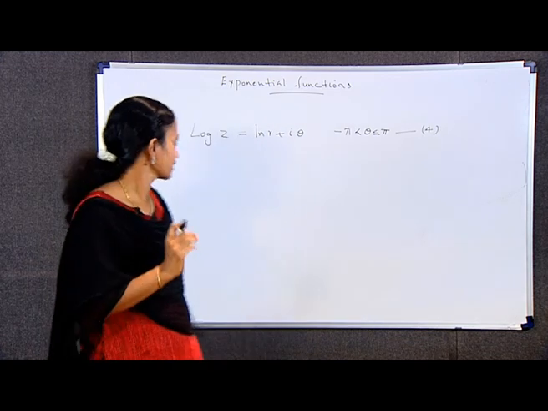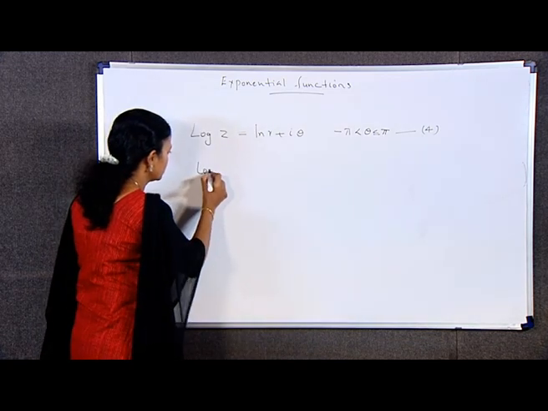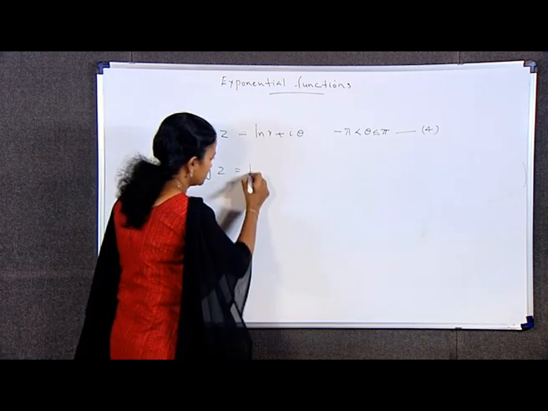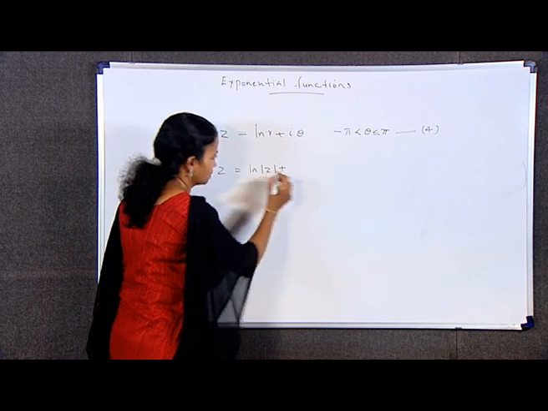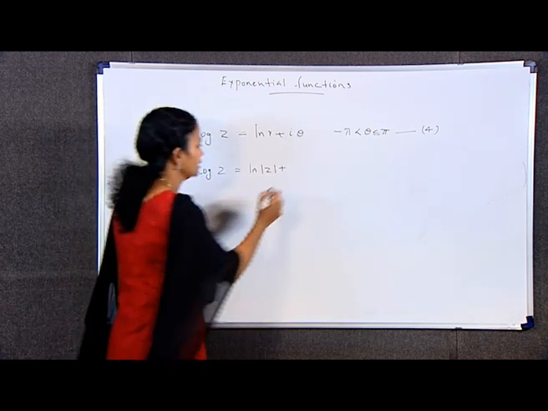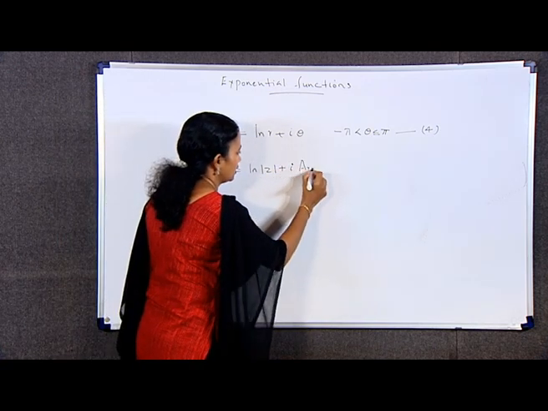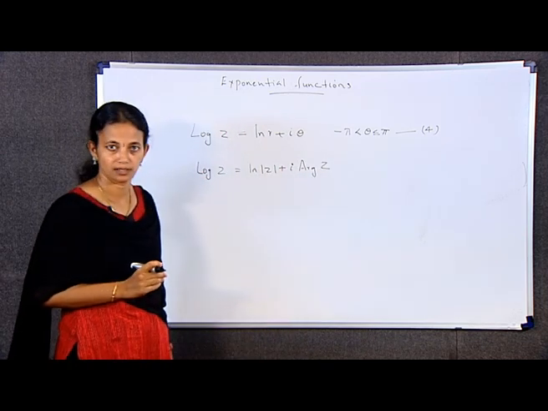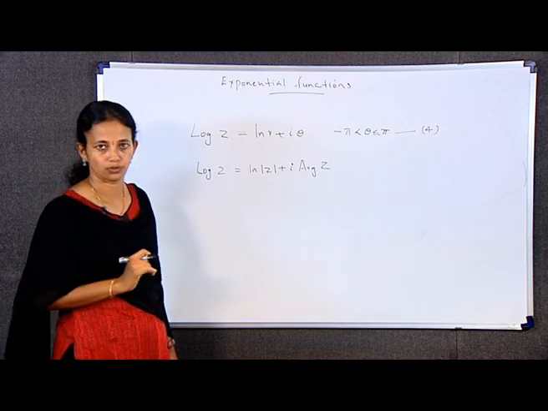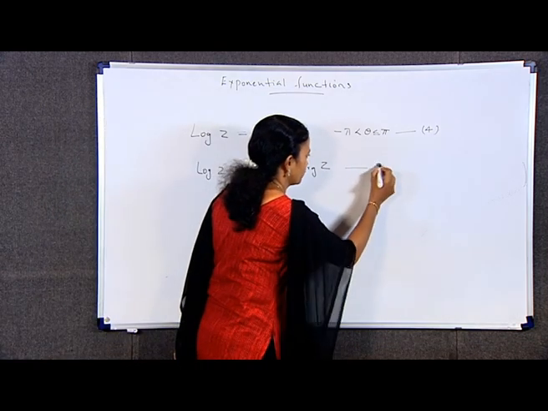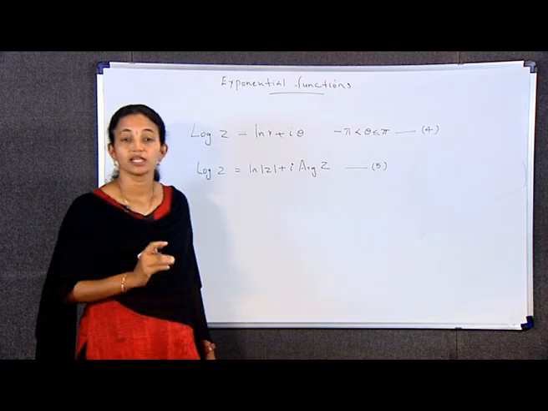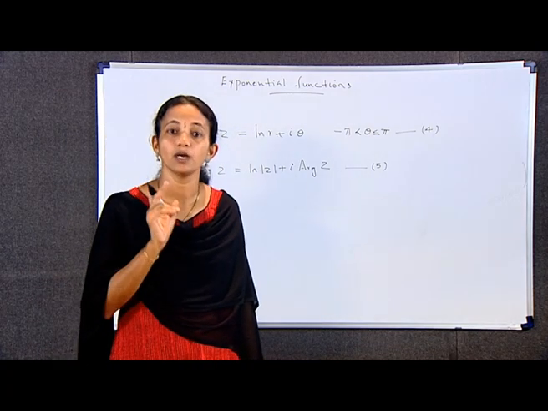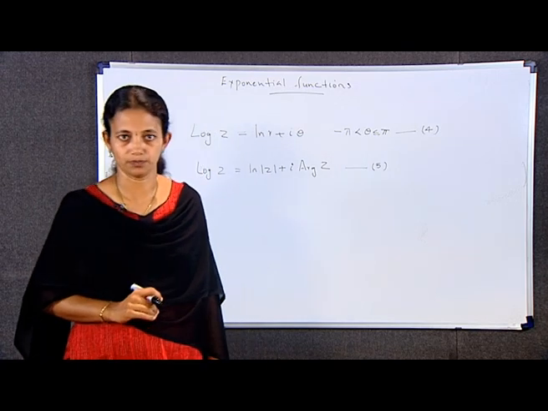That is, we can write log z is equal to ln mod z plus i times the argument of z. Here we have capital A, argument of z. Of course, here z is not equal to 0. This is equation number 5. The function log z is well defined and single valued when z is not equal to 0.